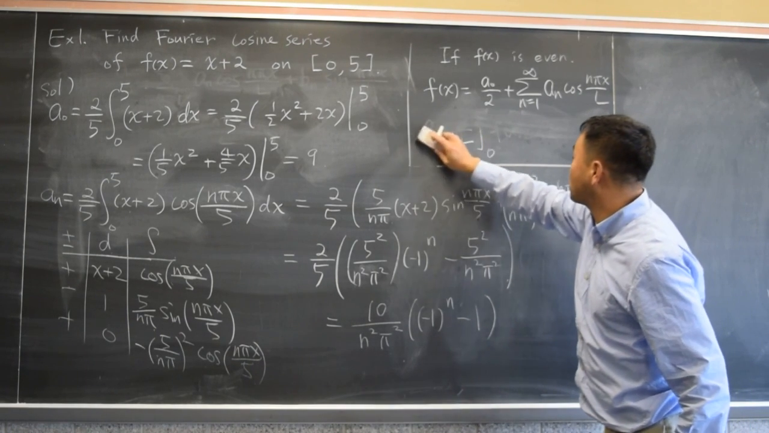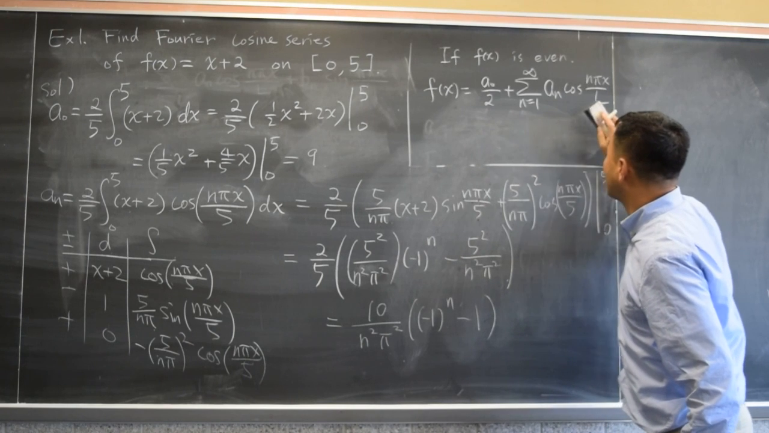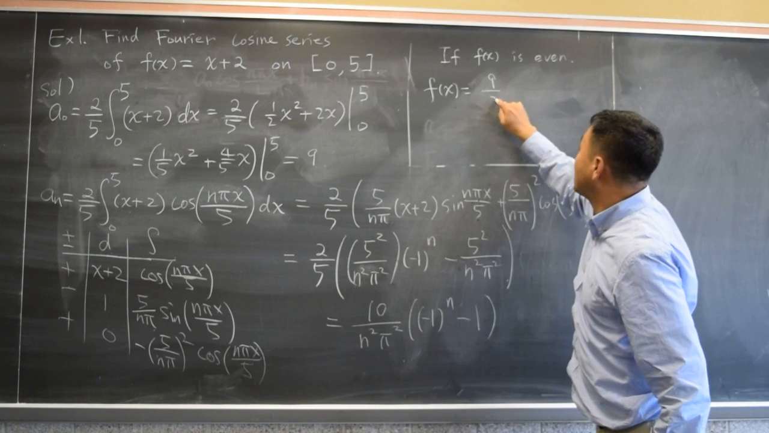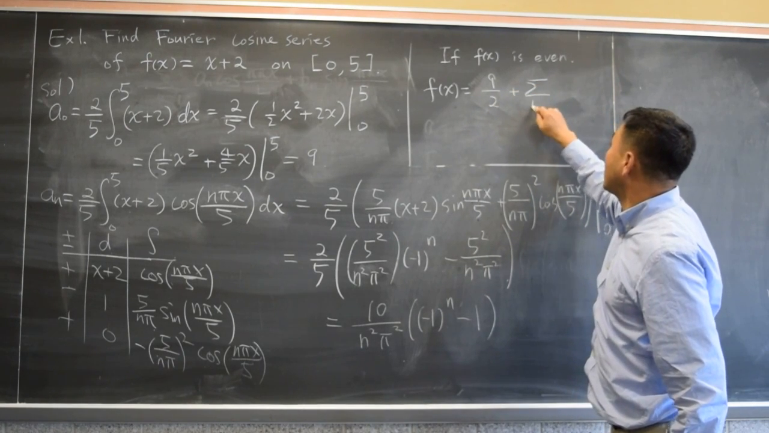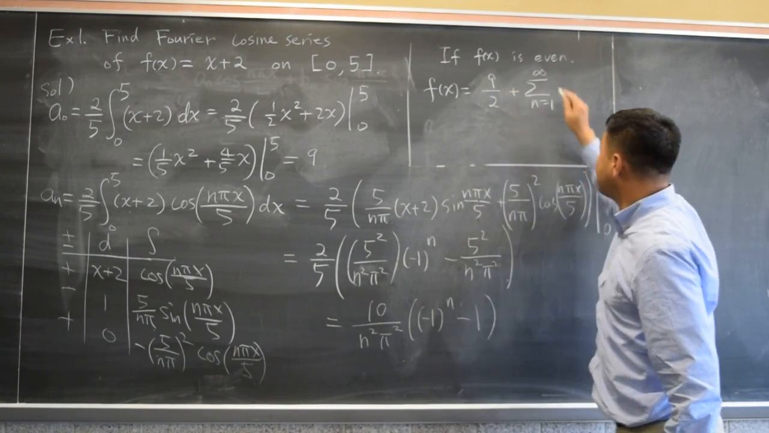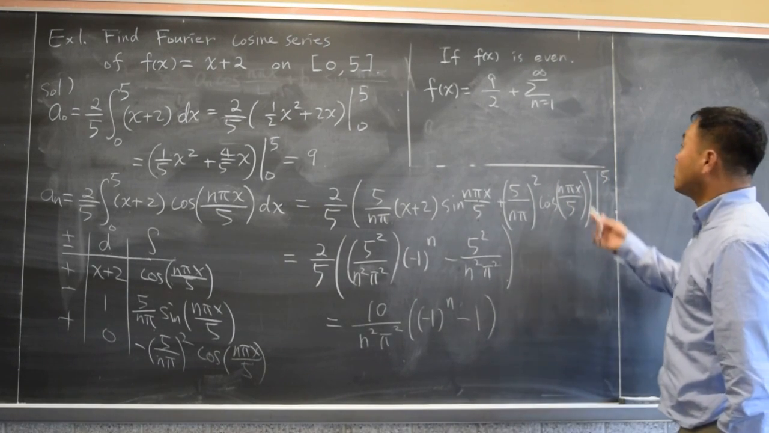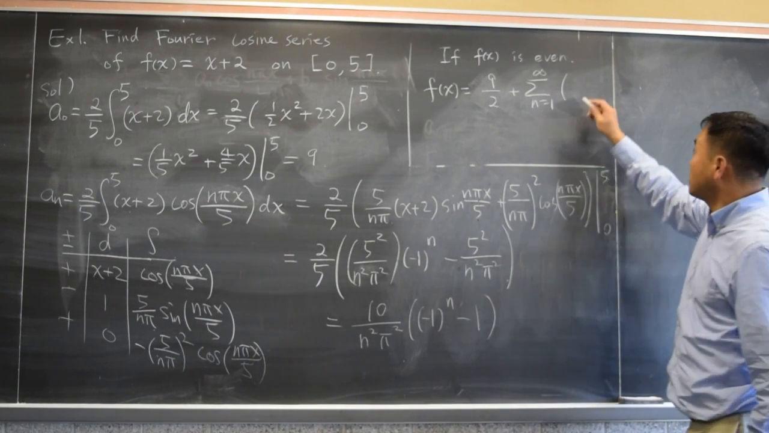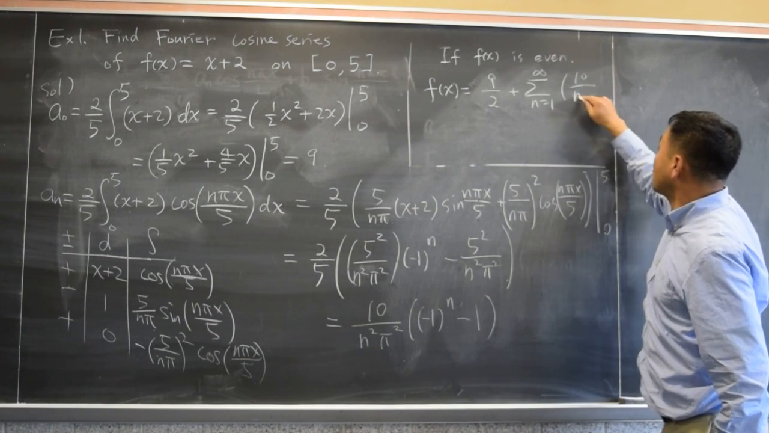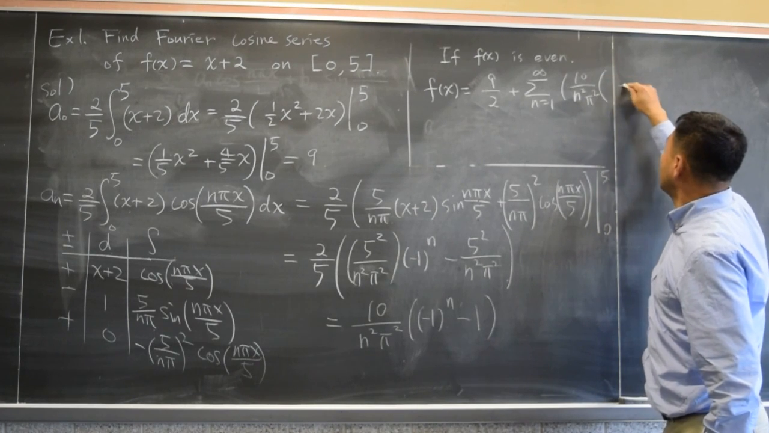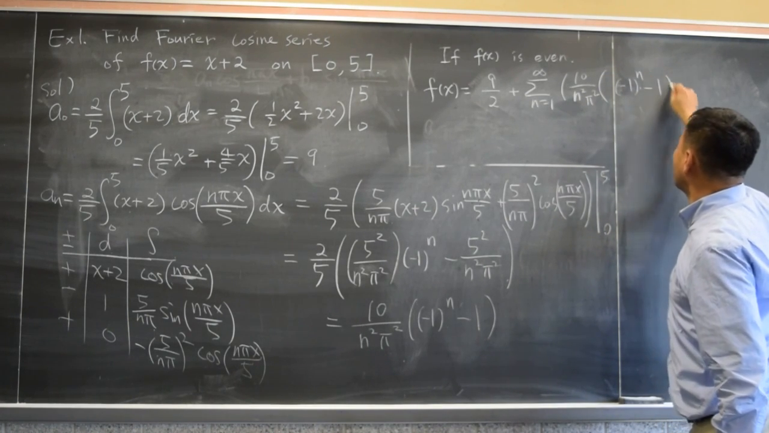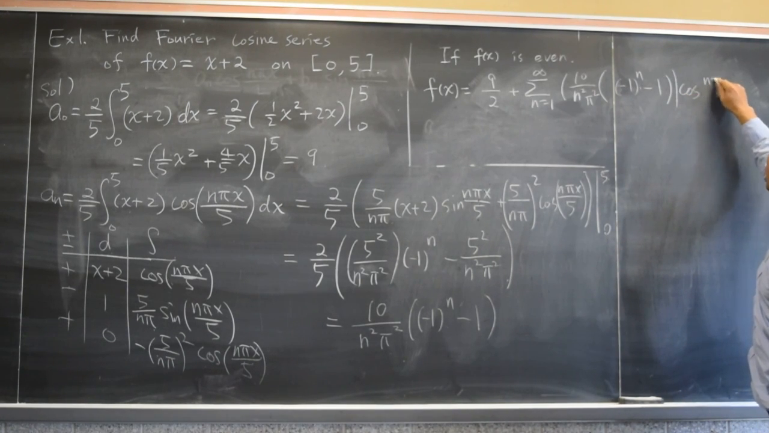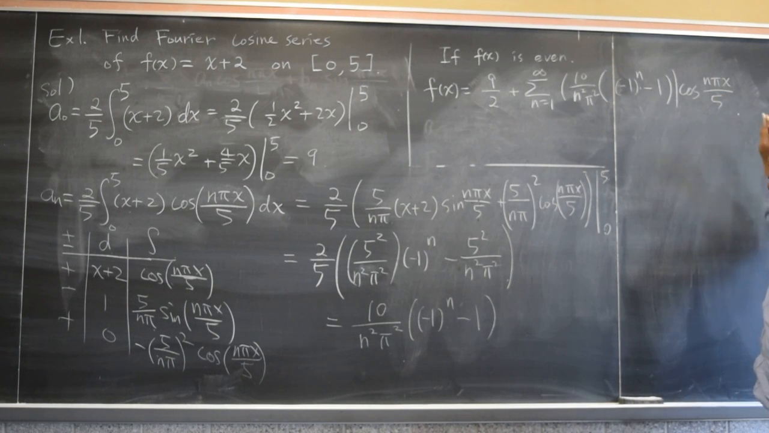Once you get an and a0, what remains is to find the answer in this format. So let's put everything in this format. So 9 divided by 2 plus sigma n from 1 through infinity of this thing: 10 over n squared pi squared, negative 1 to the nth power minus 1, cosine n pi x over 5.